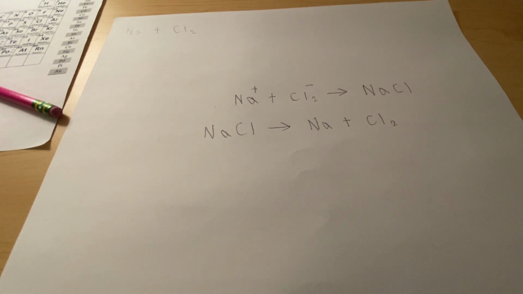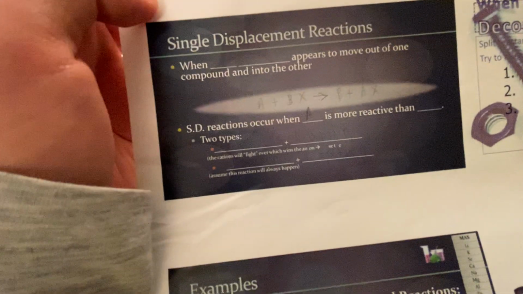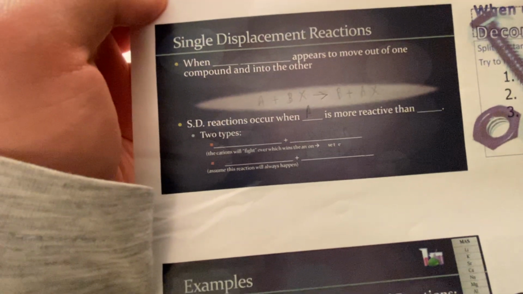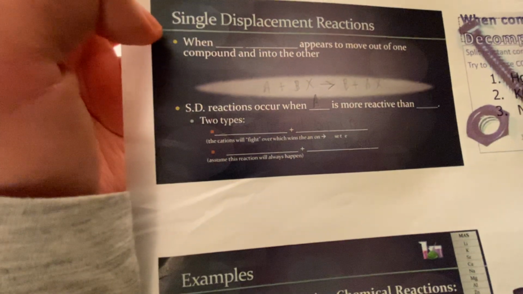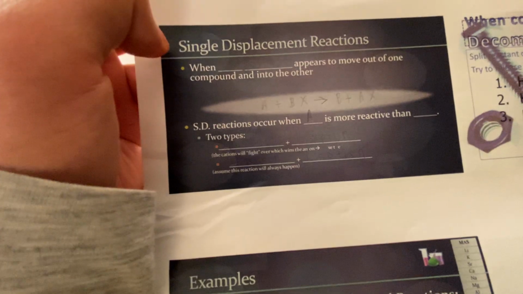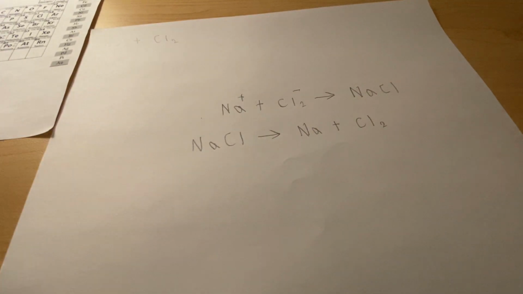Let's move on. So 2 more reactions, might do more if we have time. Sorry, you can't really read the writing here, it's very dark, but I will read it to you. So hopefully you can get the gist of it. You can't read that, I know. So single displacement reaction. It's when one particle appears to move out of one compound and into the other, all right? So I'll show you what it means by that.